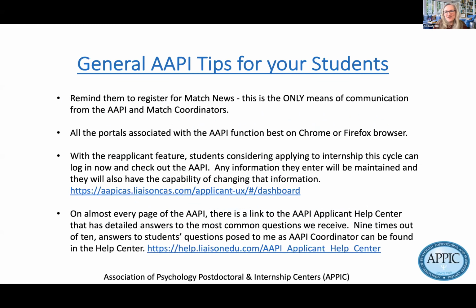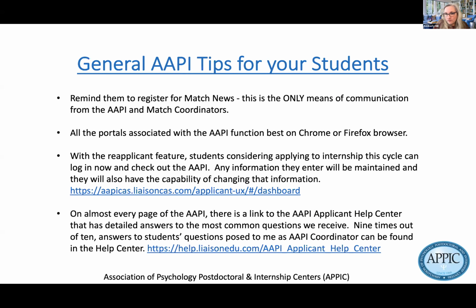So a couple of things I'm just going to repeat, and sometimes, you know, hearing it 3 times is when it really encodes. So I think general APPIC tips, remind them to register for the Match News. This is our only means of communication with them, and there are sometimes really time-sensitive news that comes out that we just need them to see.